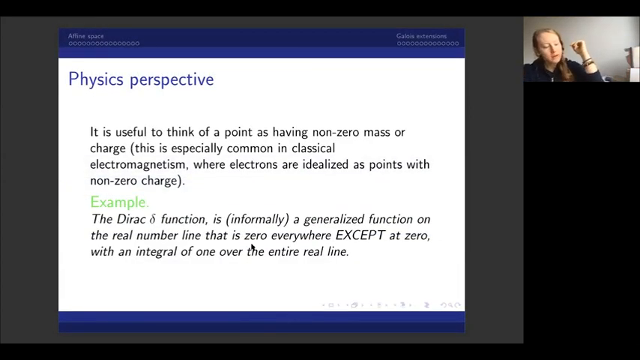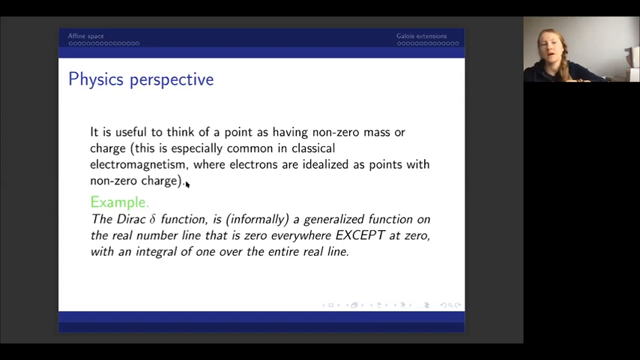If you go now to physics, they have a totally different point of view on the notion of point. It's useful for them to think of a point as having non-zero mass, whatever that means, or charge. This is especially common in classical electromagnetism, where electrons are idealized as points with non-zero charge. So this is yet again a totally different perspective on the notion of point.